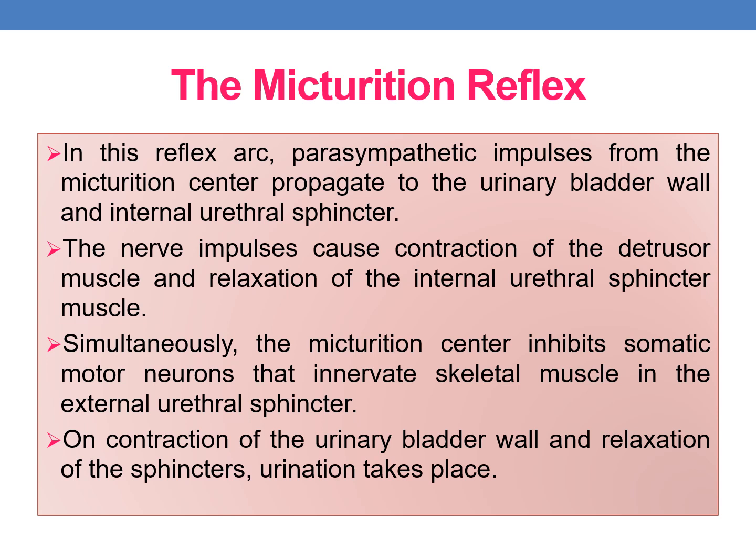Simultaneously, the micturition center inhibits somatic motor neurons that innervate the skeletal muscle in the external urethral sphincter. On contraction of the urinary bladder wall and relaxation of the external and internal sphincters, urination takes place.